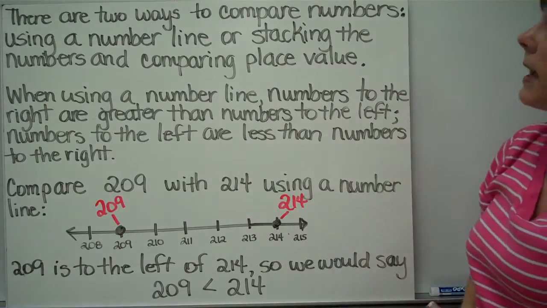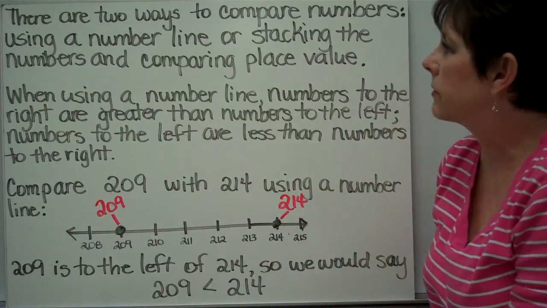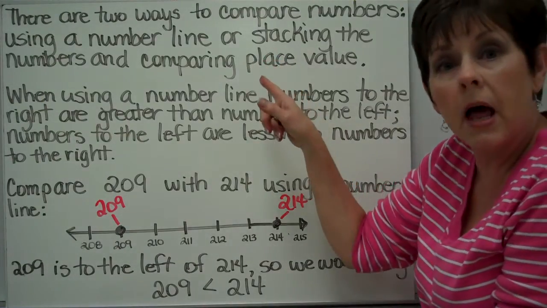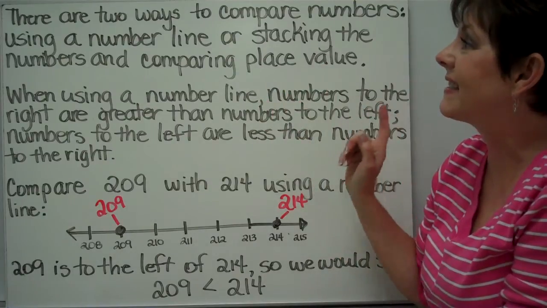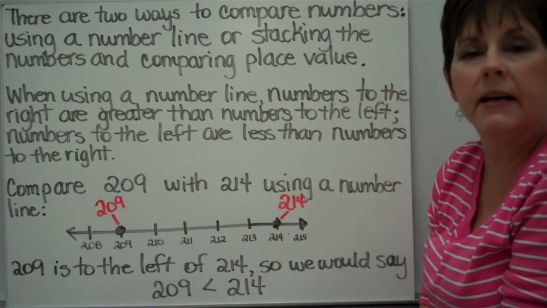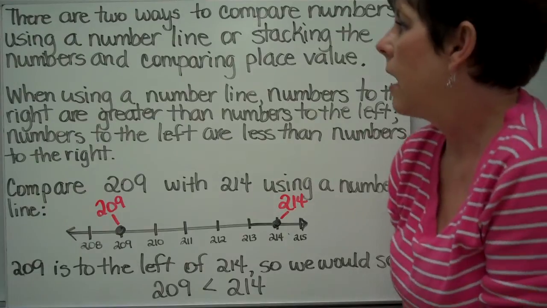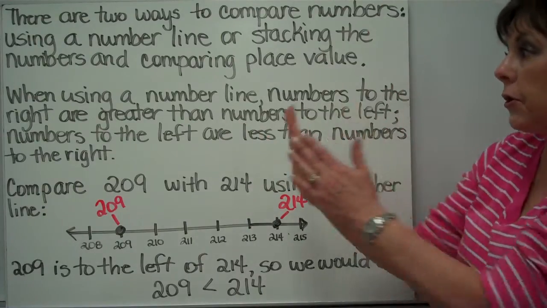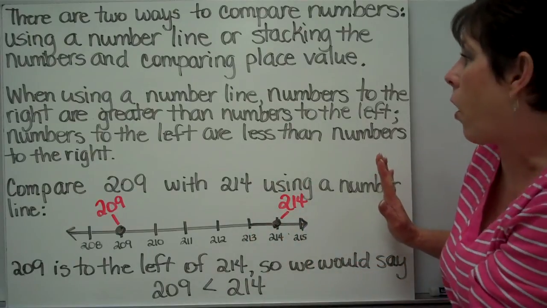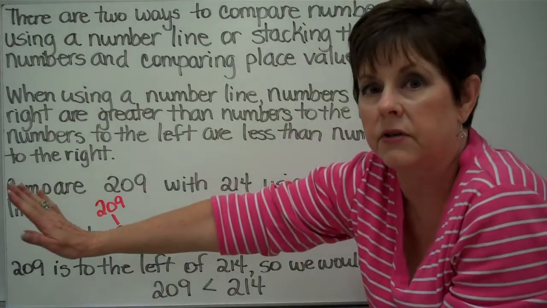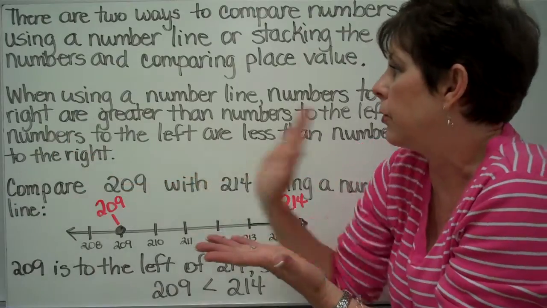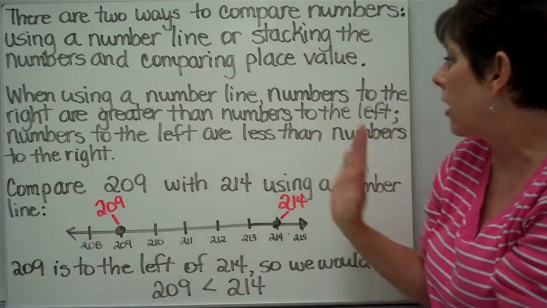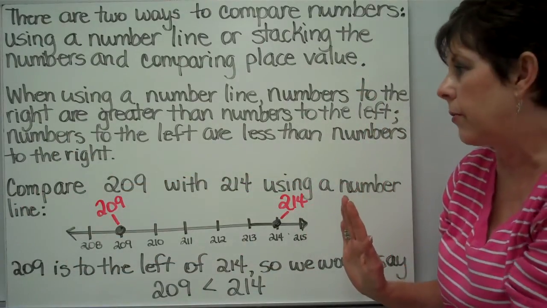There are two ways that you can compare numbers. You can use a number line, or you can stack the numbers and compare place values. Now, if you're using a number line, numbers to the right of the number line are greater than numbers to the left. And the same thing is true. Numbers to the left are less than numbers to the right.